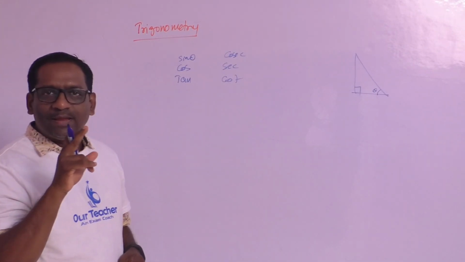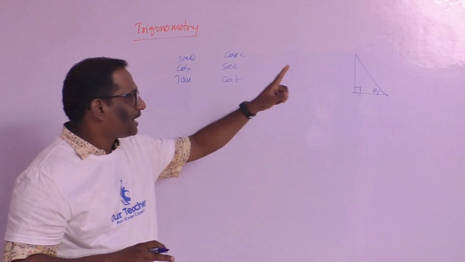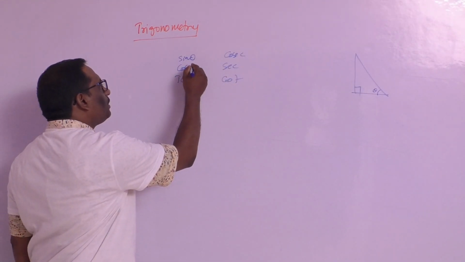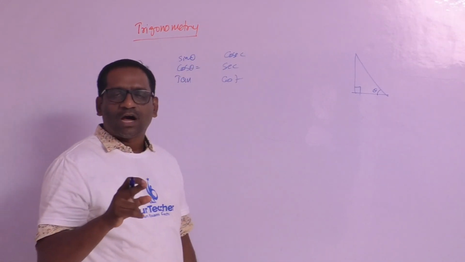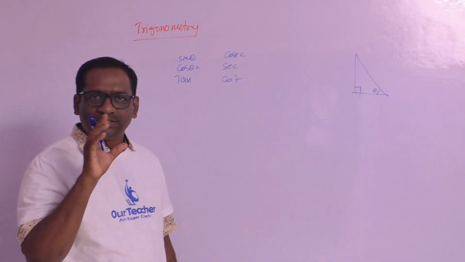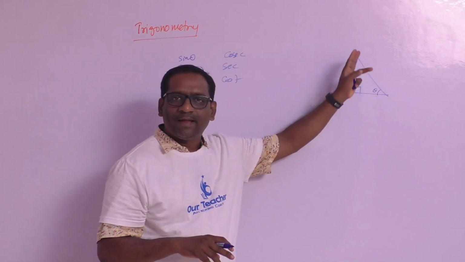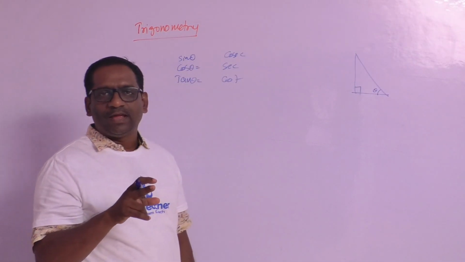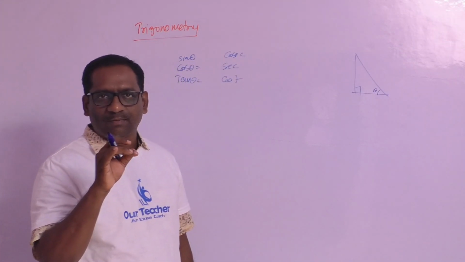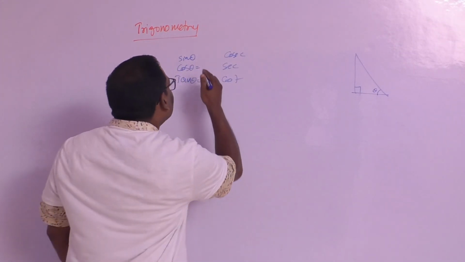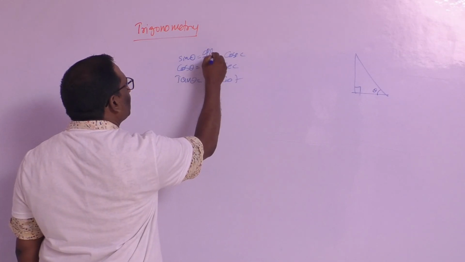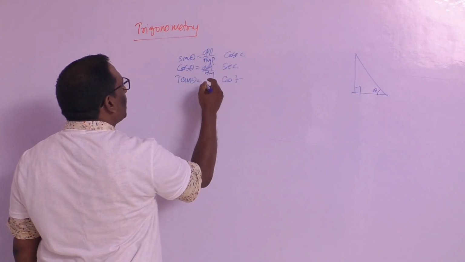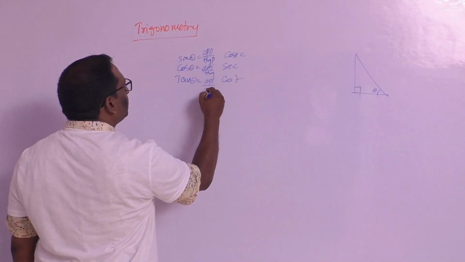Sin theta is defined with the help of the right angle triangle as opposite side by hypotenuse. In the same way, when you give theta for cos theta, it has a full meaning: adjacent side by hypotenuse. Tan theta is equal to opposite side by adjacent side, or sin theta by cos theta. So sin theta is opposite side by hypotenuse, cos theta is adjacent side by hypotenuse, and tan theta is opposite side by adjacent side.